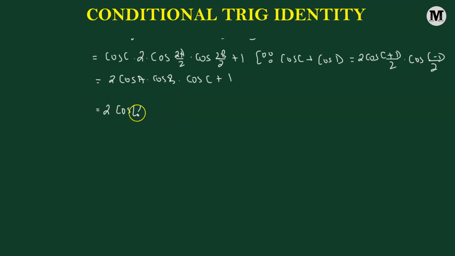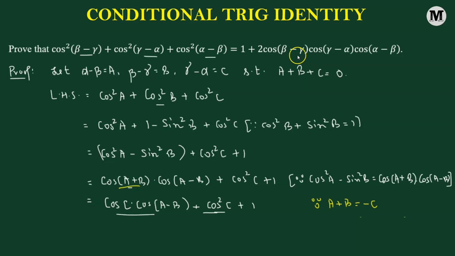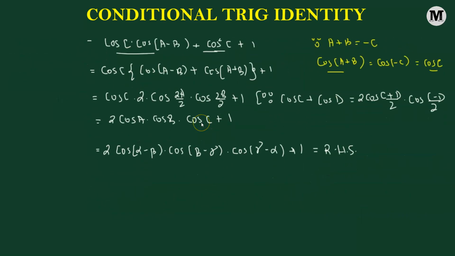Now let's finally substitute the values of A, B and C with the respective expressions. So cosine of A, we considered to be alpha minus beta, multiplied by cosine of B, which we supposed to be beta minus gamma, multiplied by cosine of C, which was gamma minus alpha, added to 1. This is exactly the expression on the right hand side. So we can verify that we did it: 2 times cosine of beta minus gamma, cosine of gamma minus alpha, times cosine of alpha minus beta, added to 1. So here we have successfully verified that the left hand side equals the right hand side. Hence proved.